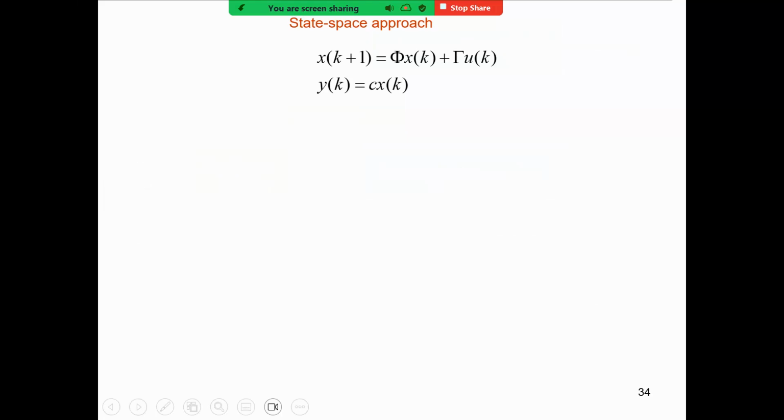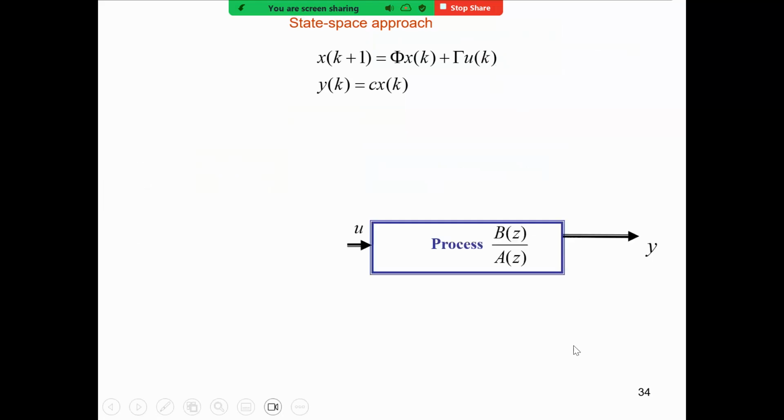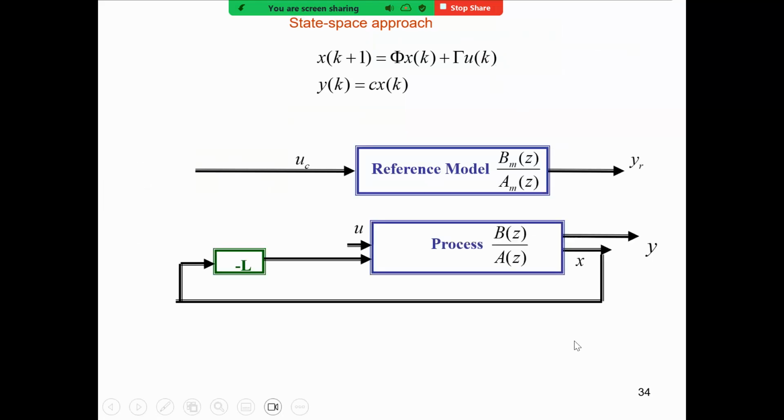Then we spend one week on the state space approach, where you know the Φ, Γ, and C. And then we first get the solution for the simplest case, where you have the state information available. Then it turns out you just use a kind of proportional control. Of course, because the state vector is not a scalar, your gain is not a scalar. It is a vector, such that the proportional control becomes a linear combination of the state variables.